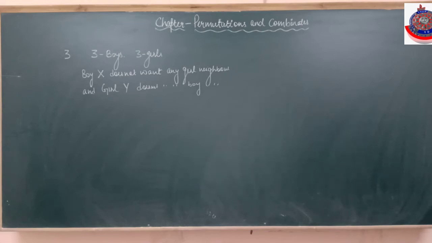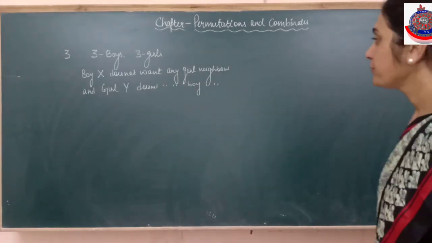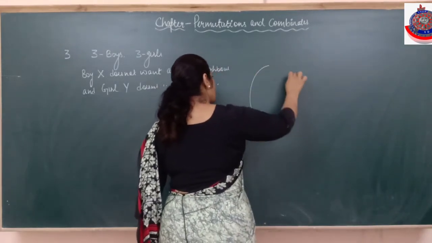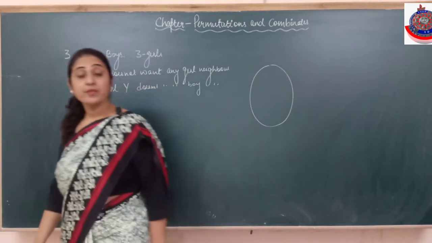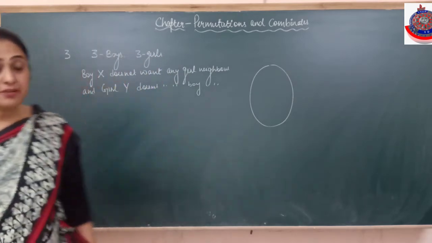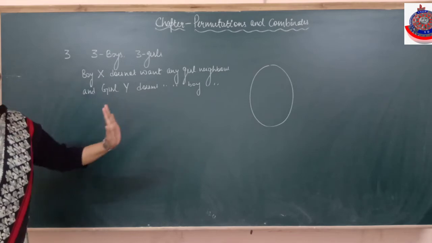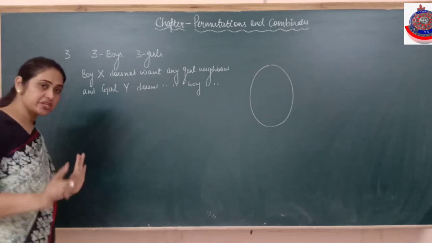Okay, look at the next one. If there are 3 boys and 3 girls, they have to be arranged on a round table. Alright. What is the condition given? There is one boy X who does not want any girl neighbor. That means the girl should not sit near that boy.